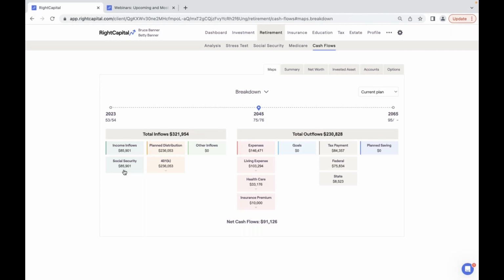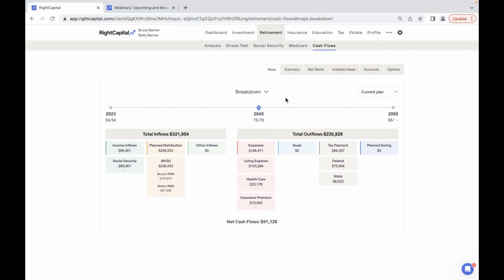Maybe our salary is going away, but we have Social Security income. And this would really allow us to dial into all the details here to say, let's click into Social Security to see what the makeup of this 85,000 is, where we can see maybe Bruce's retirement benefit, maybe Betty's retirement benefit, and maybe somebody's still working. So maybe there's even an earnings test adjustment being factored into this as well. So all the things we can really drill down into with this breakdown graph, similar to the way we can with the underlined headers in the summary area.